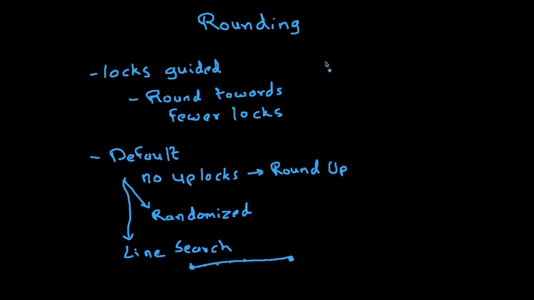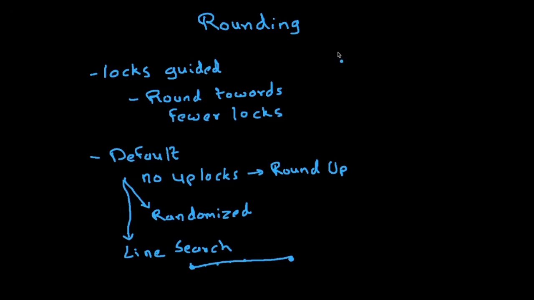But in general, problems are not like that. Most of the problems have complicated, general scenarios where variables have both up locks and down locks. So we tend to use this kind of locks-guided technique for rounding. And that is sometimes used inside diving as well. So when we dive, we solve a bunch of LPs. So this is one of the rounding rules.